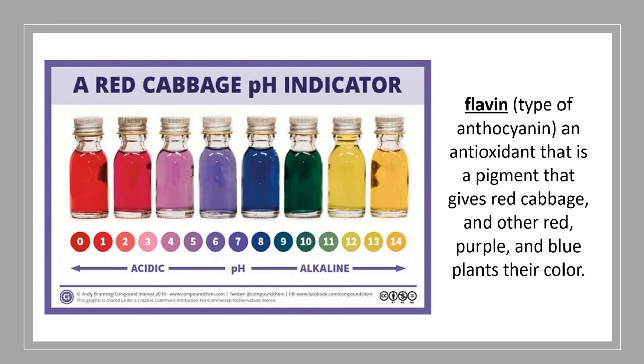But the substance that is in the cabbage that does this is what's called flavin, which is an anthocyanin, which is an antioxidant. Remember, they get rid of the free radicals, keep you healthy. And it's a pigment. It gives the color for these red, purple, and blue plants. Things like blueberries and apples, cornflower, red onions, all of those things have this same chemical called flavin.